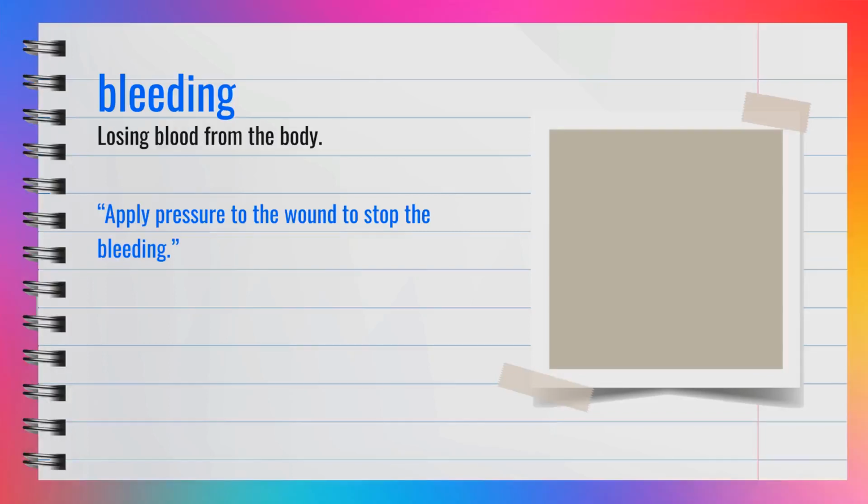The word bleeding. Bleeding is a noun. Bleeding means losing blood from the body. An example sentence would be, apply pressure to the wound to stop the bleeding. So bleeding means losing blood.